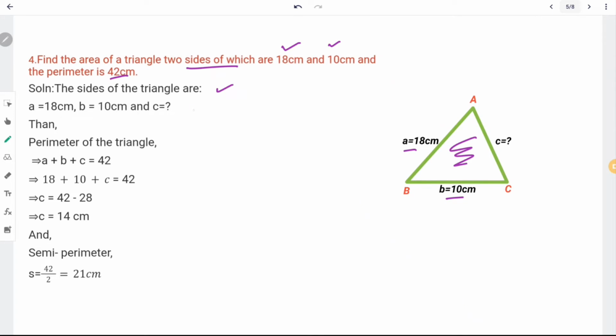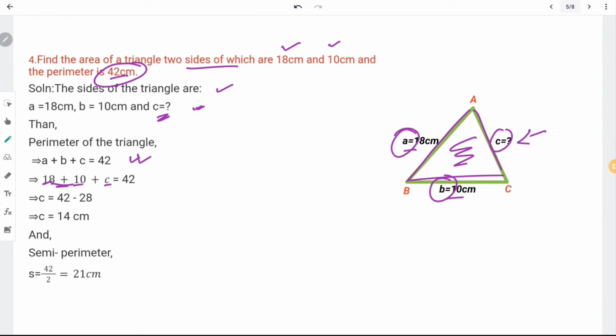The sides of a triangle are A, B, and C. But in order to find the area of this triangle, we need to find the third side first. How much is C equal to? How do you find this? They've already given us a perimeter, and remember, perimeter means AB plus BC plus AC, or in other words, A plus B plus C equals 42. A is 18, B is 10, we'll get C from here.